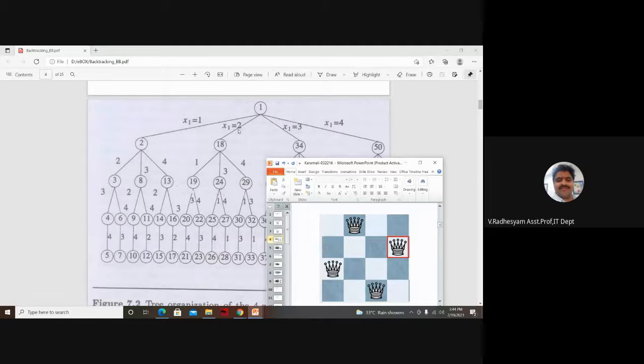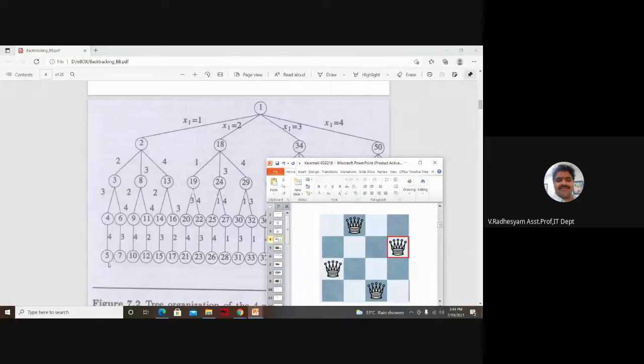x1 is equal to 2 means q1 is placed in the second column. x1 is equal to 3 means q1 is placed in the third column. x1 is equal to 4 means q1 is placed in the fourth column. If q1 is placed in the first column, then this will be 2, then 3, 4, 5, 6, 7.